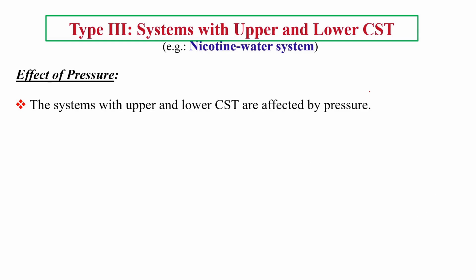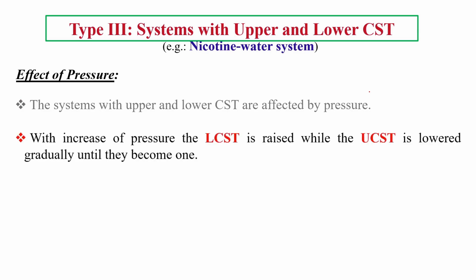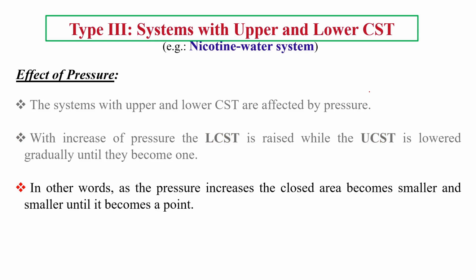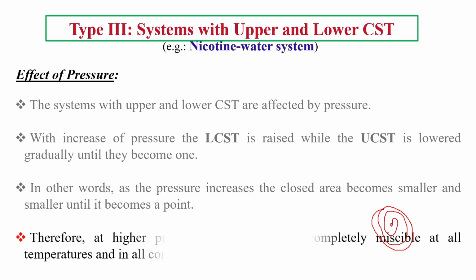The systems with upper and lower CST are affected by pressure. With increase of pressure, the lower critical solution temperature is raised, whereas the upper critical solution temperature is lowered gradually until they become one. In other words, as the pressure increases, the closed area becomes smaller and smaller until it becomes a point. Therefore, at higher pressures, the liquids are completely miscible at all temperatures and in all compositions.